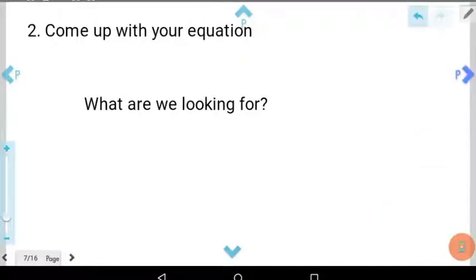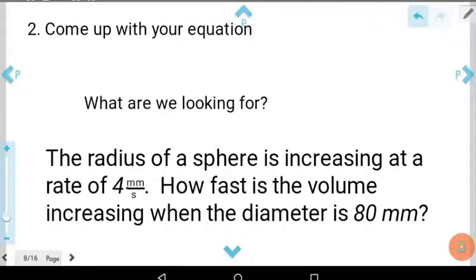So if we're looking for the rate of change of the volume, like I said a second ago, typically how we would represent that is dV dt.